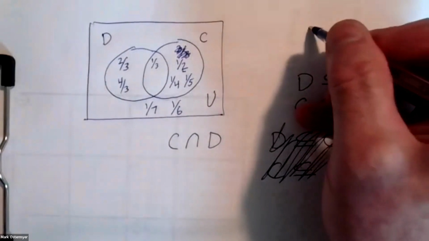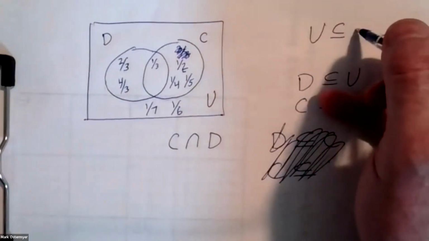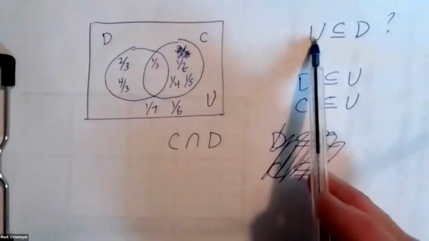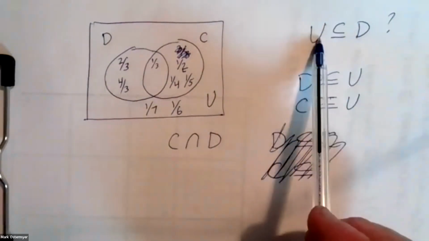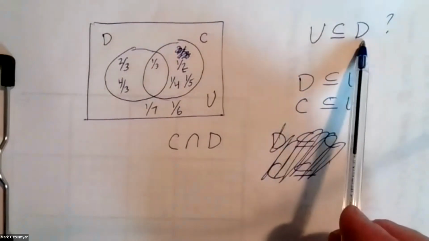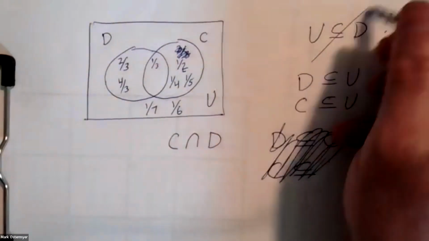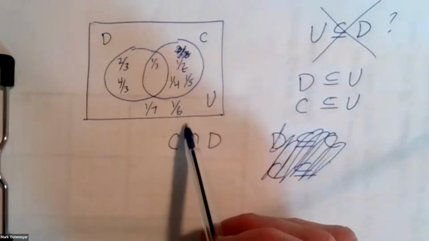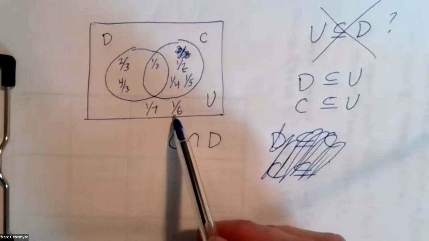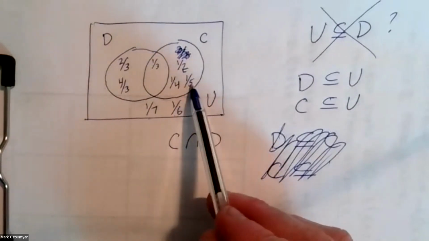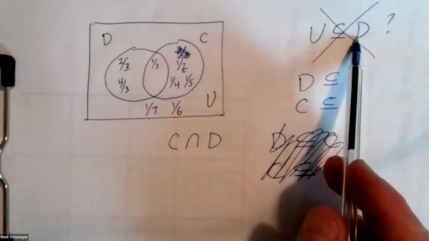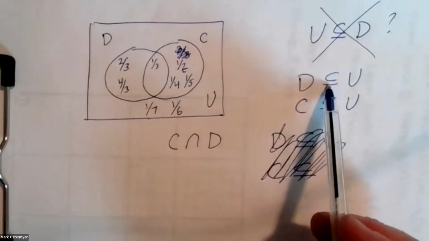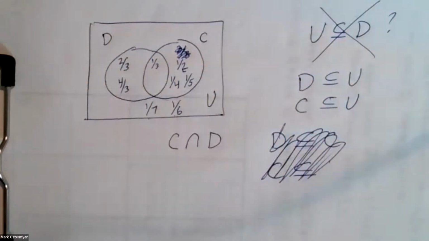Would it be fair or accurate to say the universal set is a subset of set D? Is that true? Is that saying every element in the universal set is also in set D? No, no good. There's a lot of elements in the universal set that are not in set D. 1/4, 1/6, 1/5, 1/2. The universal set is not a subset of set D. Set D is a subset of set U, though, the universal set. Right.